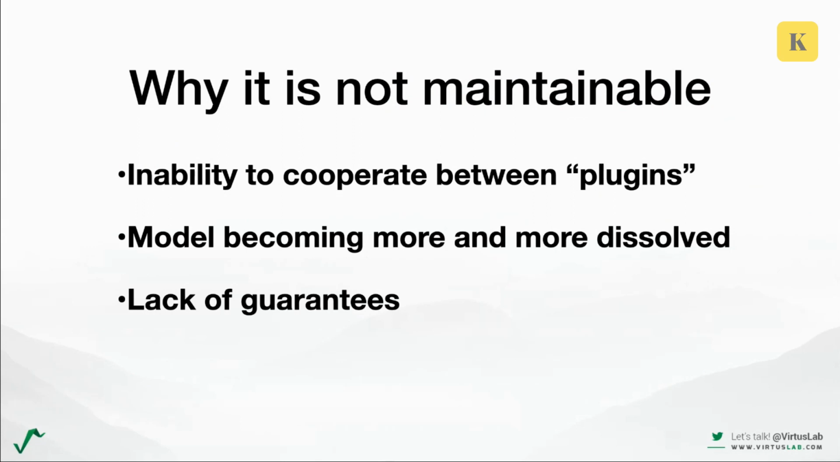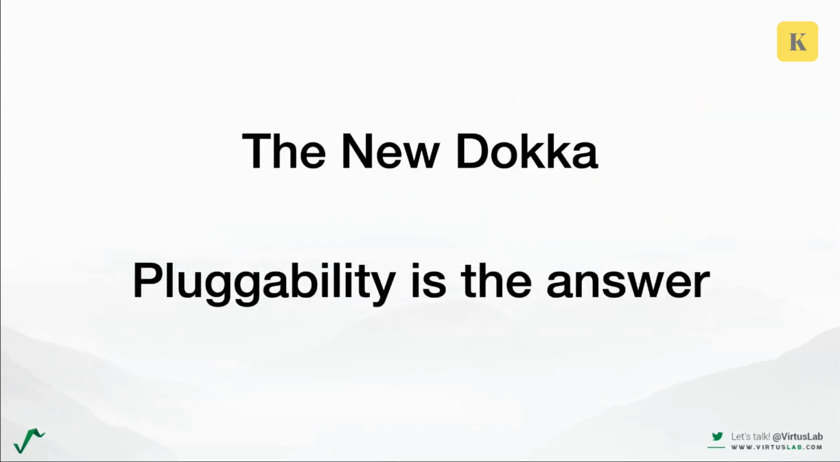And the last of these problems was a complete lack of guarantees. When you are developing a plugin for Dokka, or extending Dokka in some other way, you cannot be sure when and where some data you want will be available. So sadly, it was a fun project, but it was no longer maintainable. So we at Virtus Lab gained the green light from JetBrains to re-implement Dokka from scratch. And our goal was to make it as pluggable as possible.